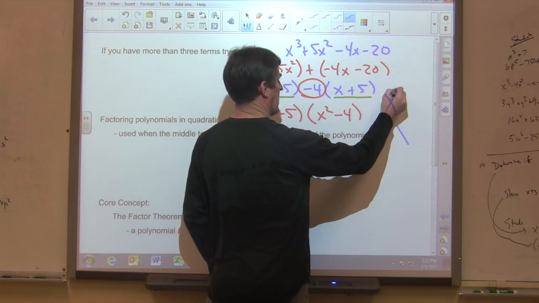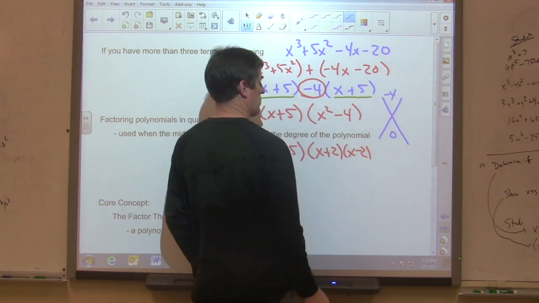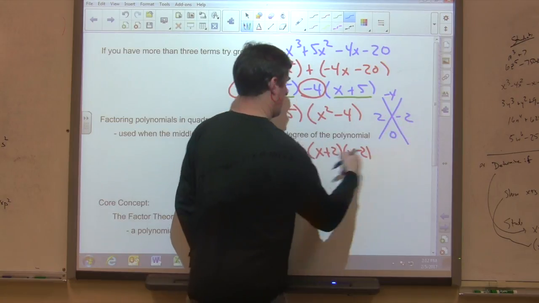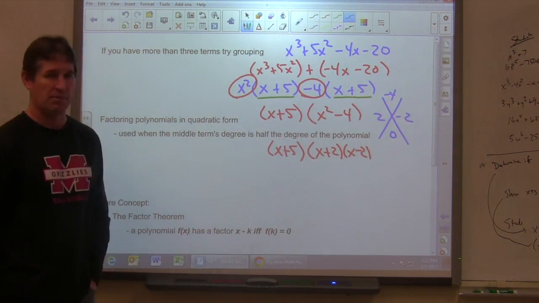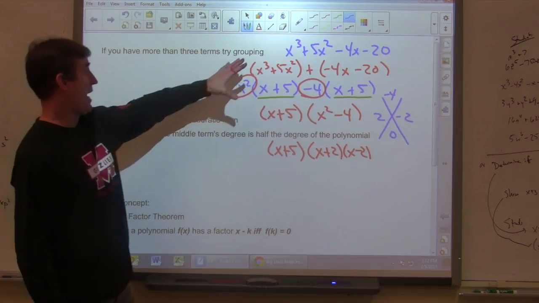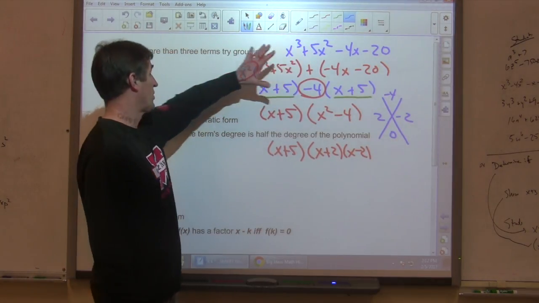Negative 4 times 1 is a negative 4. There is no middle term, so that's 0. So that's 2 and negative 2. And you can see we get the same thing. So that's if you have more than 3 terms, try and do it by grouping.